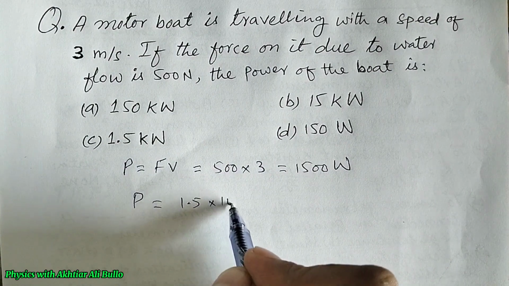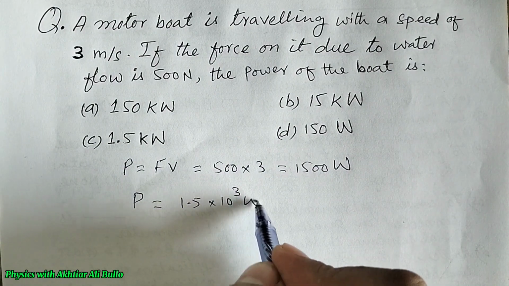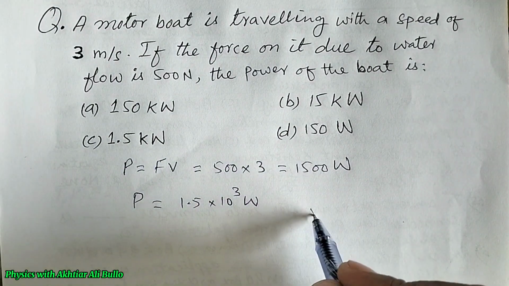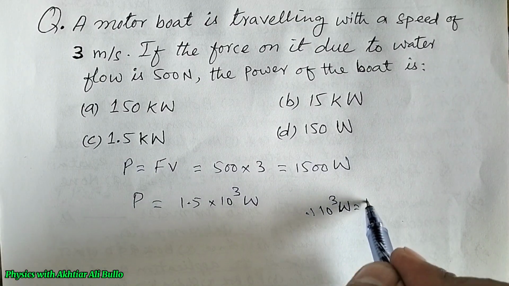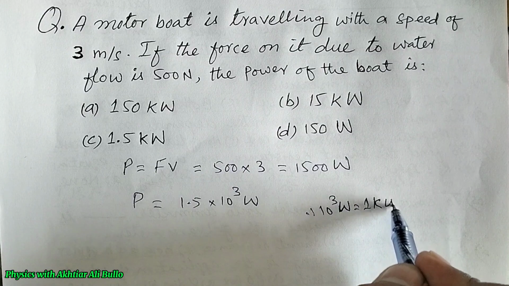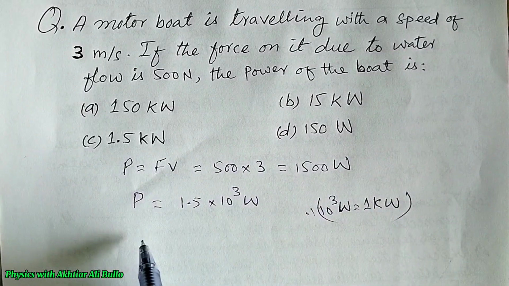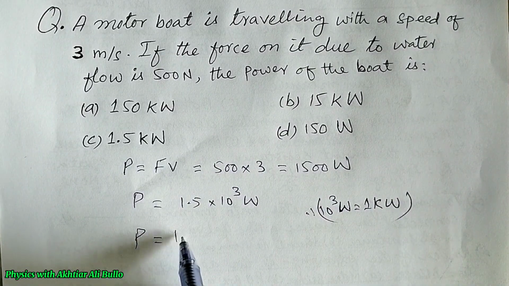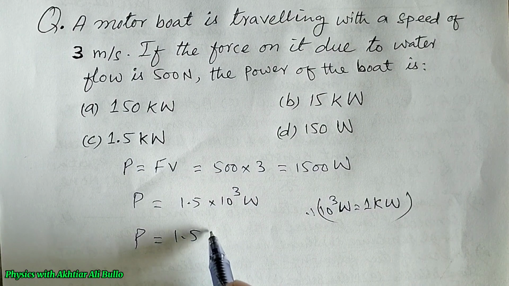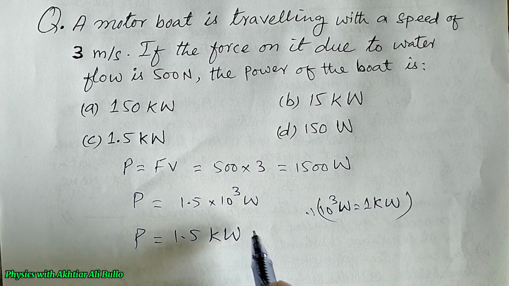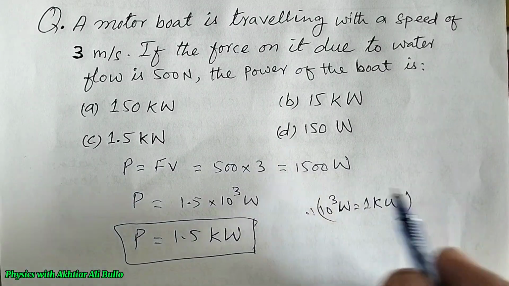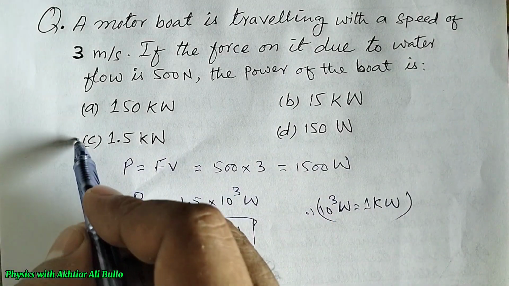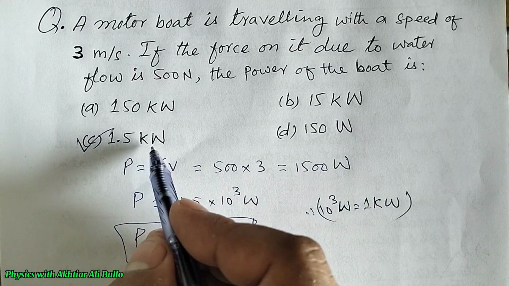1.5 into 10 raised to the power 3 watt. 10 raised to the power 3 watt is equal to 1 kilowatt. So power will be equal to 1.5 kilowatt. So the correct option will be C, 1.5 kilowatt.